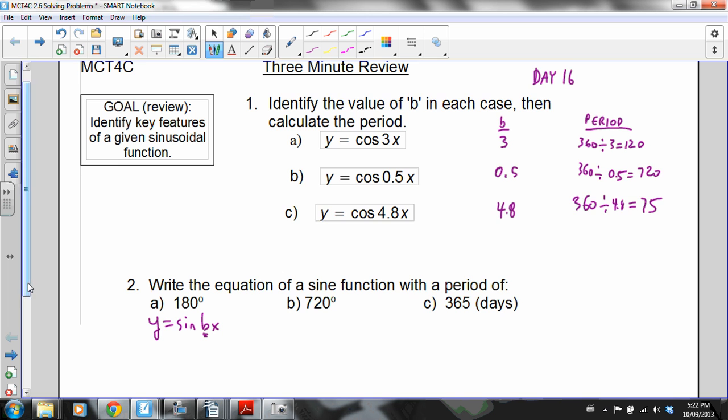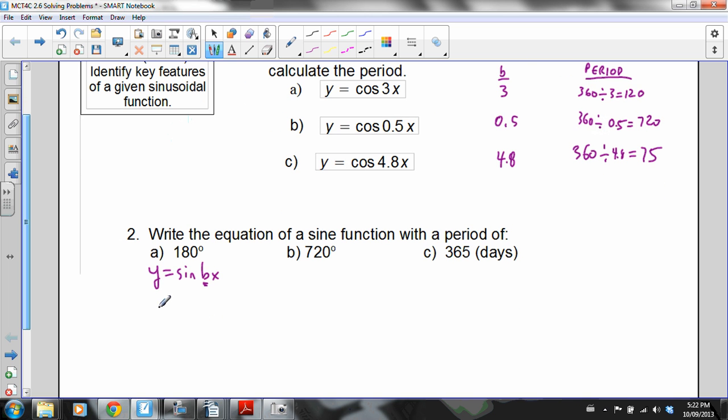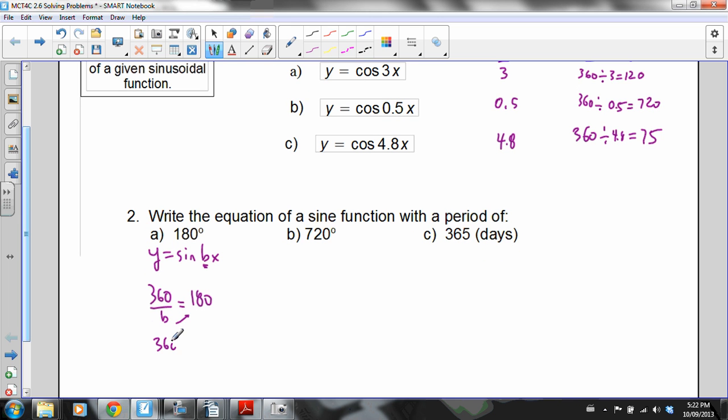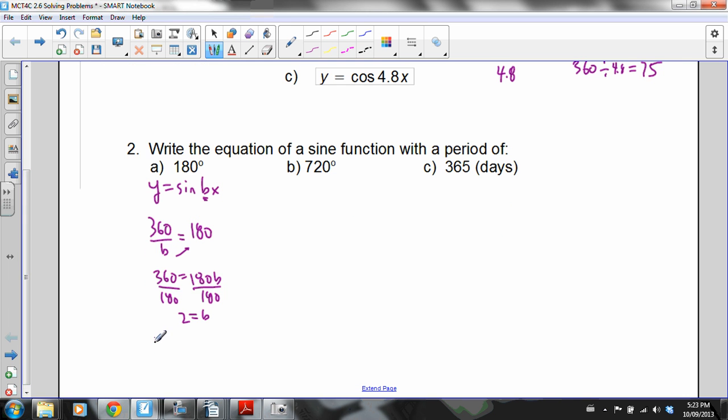We've seen these enough that we know what the answer is. But how do we do it? Well, remember, 360 divided by b is the period, right? But if that's equal to 180, we can cross multiply and divide to figure out what b is, right? Divide by 180, b is 2. Okay, so that means the sine function with a period of 180 is y equals sine 2x, and probably you could do that without all that work.